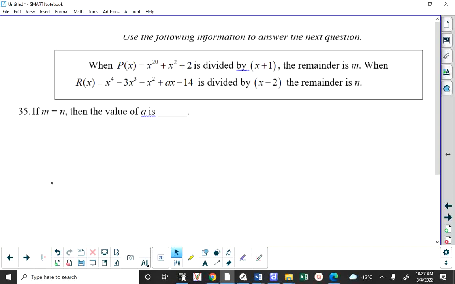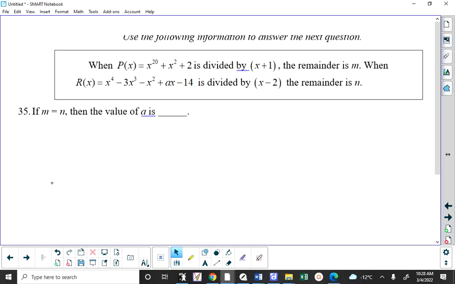If I said to you, what is the remainder when you divide that by x plus 1? Do you see the difficulty in using synthetic division to answer this question? It's not going to be difficult, but you're going to have 1, x to the 20, 0 to the 19, 0, 0. You're going to have all those zeros.